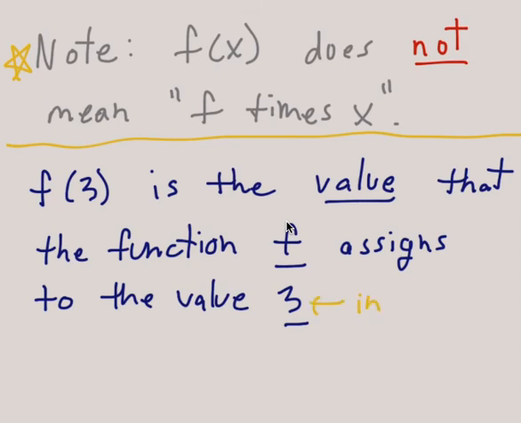That is an input. Okay, so in this last example, we don't know what the function f is, but we do know that f of 3 is going to be equal to some number. It is equal to a value, and that value is whatever number f assigns to an input of 3. So it does not mean f times x.